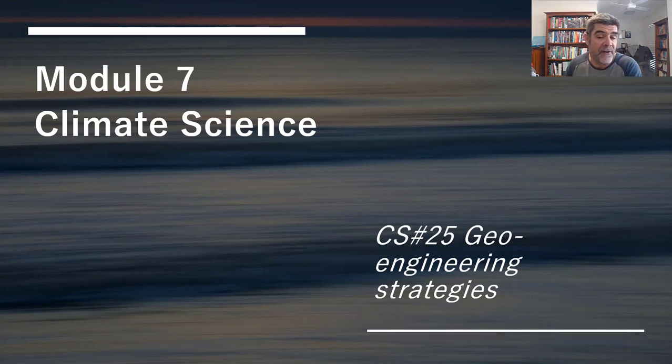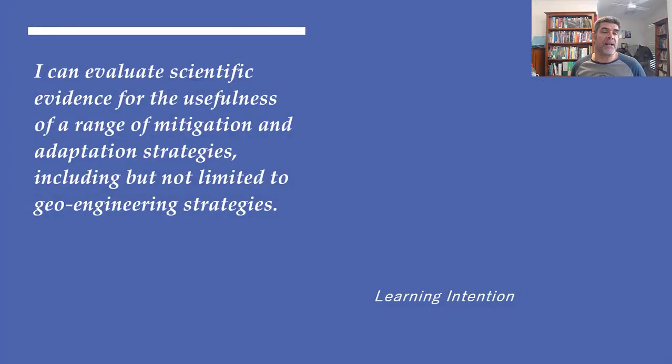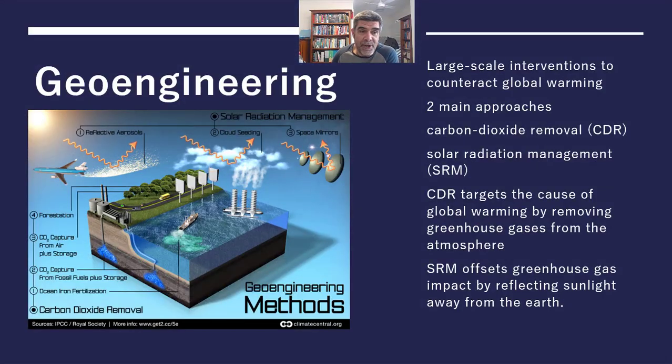This is video 25. We're going to have a little bit of a talk about some geoengineering strategies. In this video, we're going to see if we can evaluate scientific evidence for the usefulness of a range of mitigation and adaptation strategies, and this time we're going to be focusing on geoengineering. So of course, the first question is, what is geoengineering? Geoengineering is the large-scale interventions that are designed to counteract global warming.